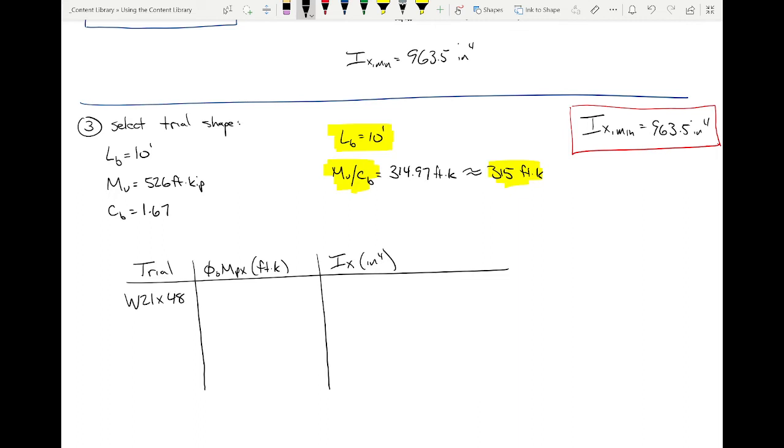I asked a question. You most certainly can. Why in the top left does it say that this is Cb equals 1? When we divide the Mu by Cb, does that make it Cb equal 1, I guess? Yes. But again, false positives can happen as a result, which is what we're doing here. Okay. Now, is everybody finding the W21x48? For the W21x48, what's phi Mp? 398. What does that mean?